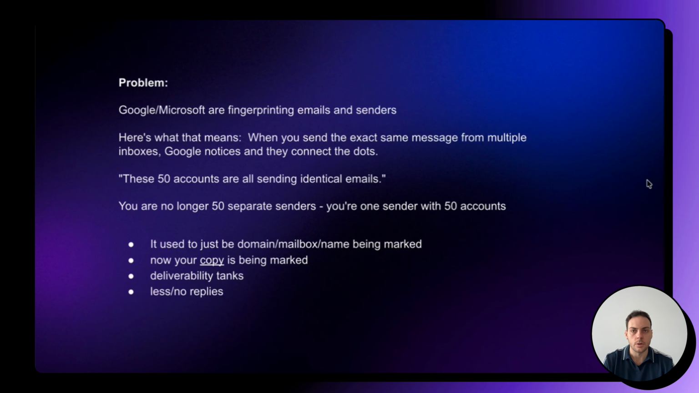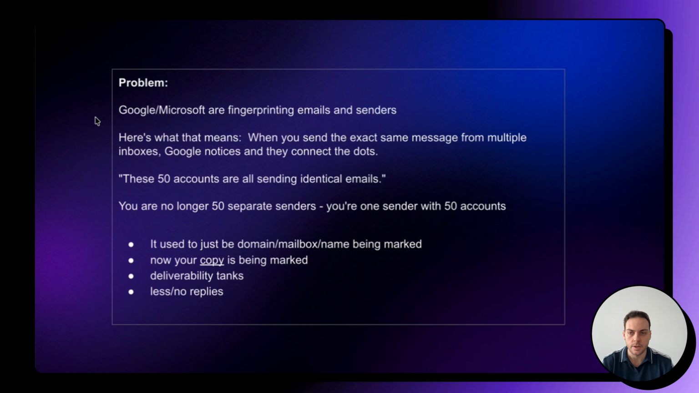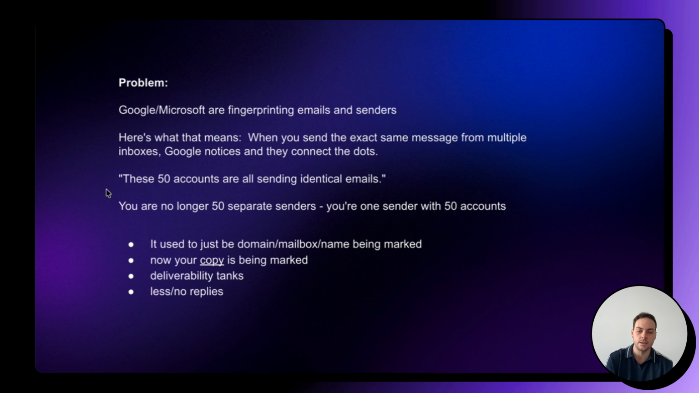Hey everyone, just wanted to record this because Google and Microsoft are currently in the process of fingerprinting emails and senders. What that means is when you send the exact same message or the exact same copy from multiple inboxes or domains or mailboxes, Google are now noticing and they connect the dots on what's happening. So they're thinking these 50 accounts are all sending identical emails, therefore that's one person and you're no longer 50 separate senders, you're one sender with 50 accounts.